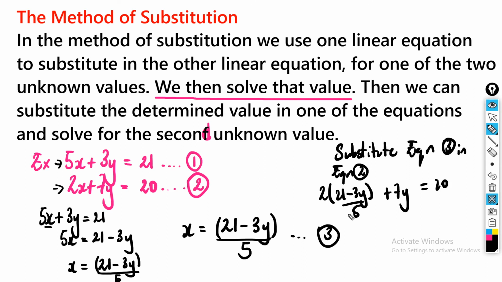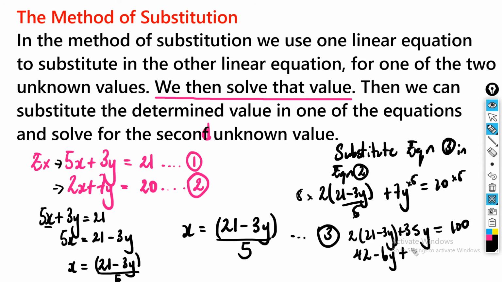right, what am I going to do here? What's the best thing to do here? I could just multiply everything by 5. I think that's a good idea. So I could remove the 5. So I'm going to multiply this by 5, and I'm going to end up with 2 times 21 minus 3y. And then 5 times this 7y will give me 35y, is equal to 5 times 20, which would give me 100. And then I would end up with 42, right, minus 6y plus 35y is equal to 100.